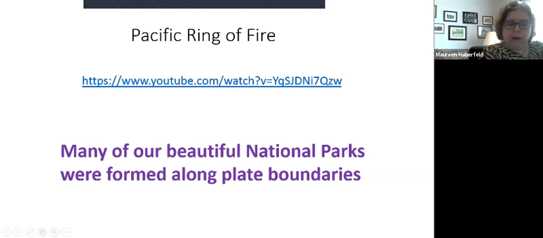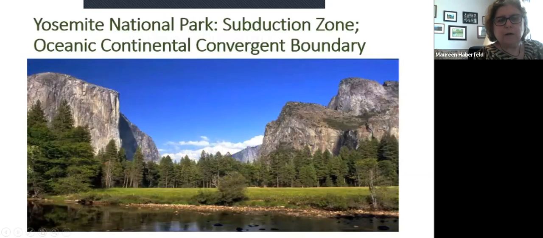Many of our beautiful national parks were formed along plate boundaries. So we're going to talk about some of the igneous ones first, and some of those are the plate boundary parks. Yosemite National Park, for example, is at a subduction zone with an oceanic continental convergent plate boundary.